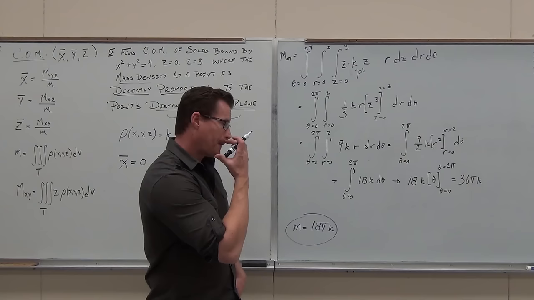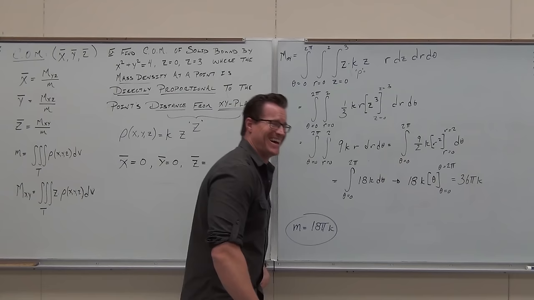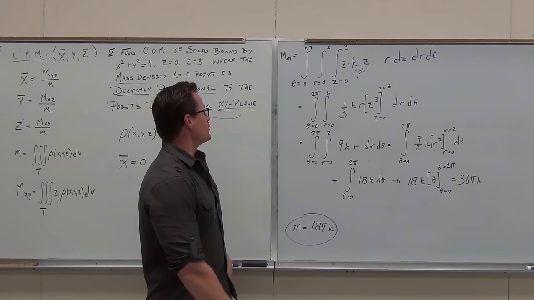36 pi. Feel confident. Huh? I only can feel confident. That's true. Hey, if I give you a pre-algebra test, you guys would be rocking. Well, I don't know. Messing with me. Negatives are a beast, okay? This is what this thing is.